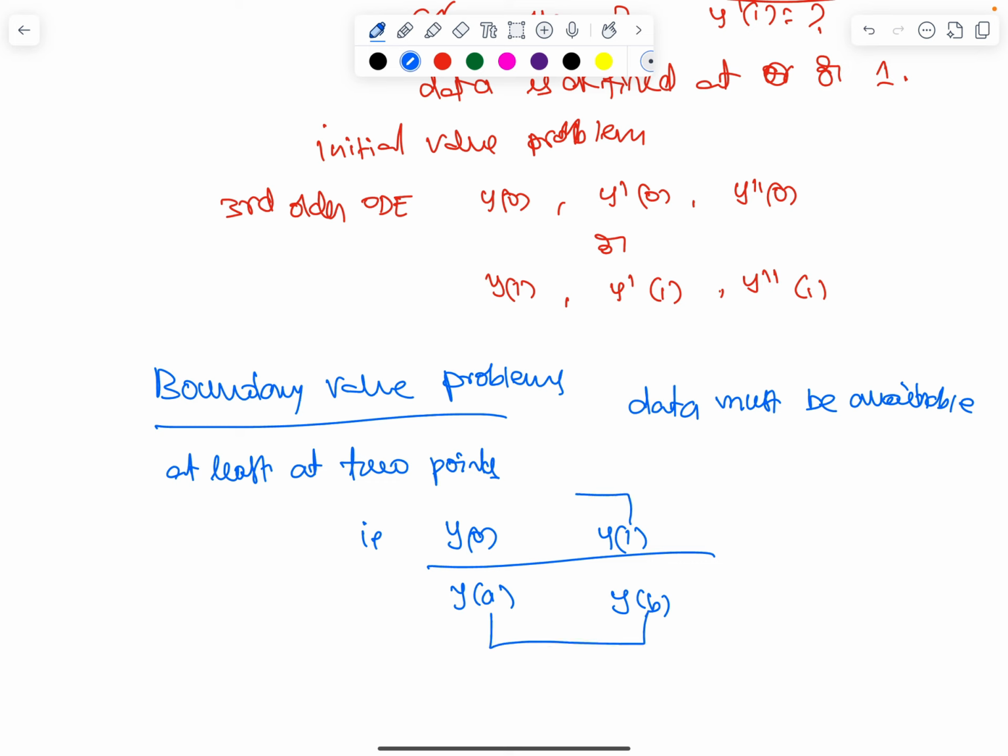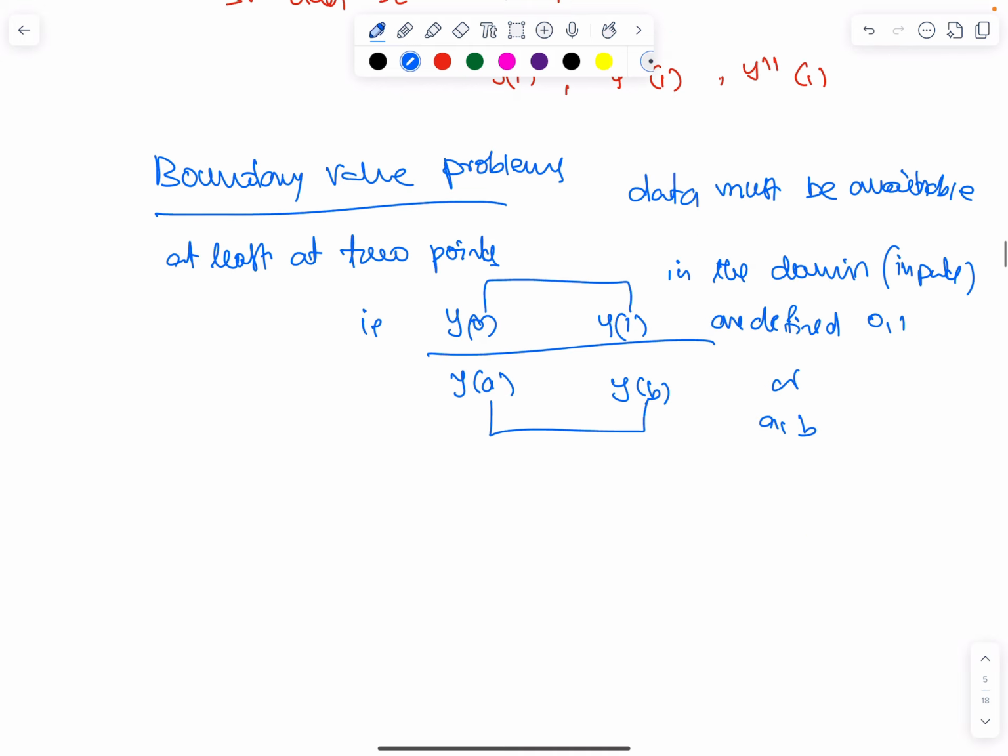Just look at this domain. Of course, you call the domain inputs, they are defined at 0, 1 or a, b. The inputs are defined at 2 distinct values. Therefore, we call it boundary value problems. I'll try to solve one problem.